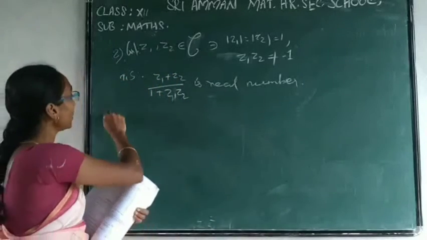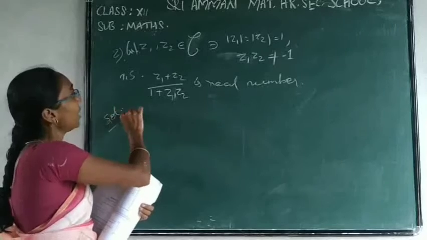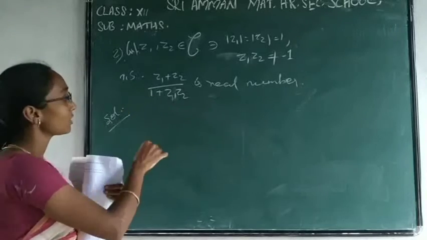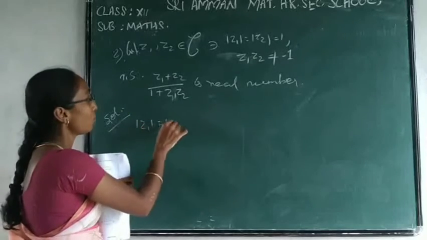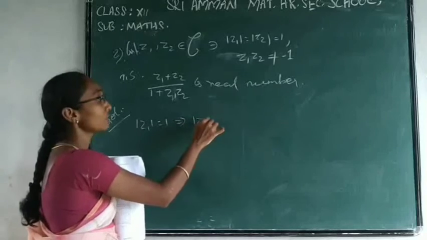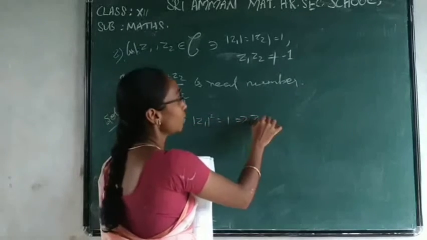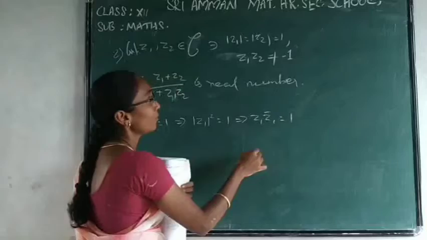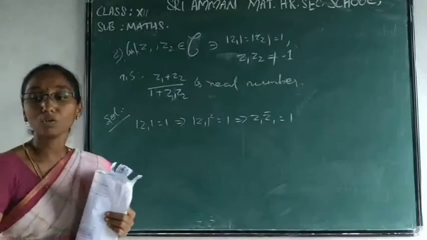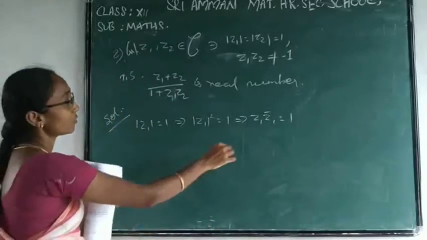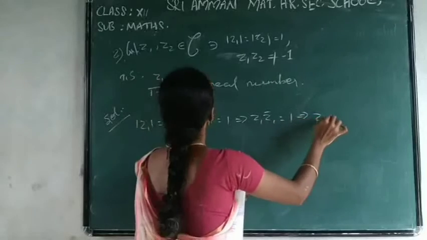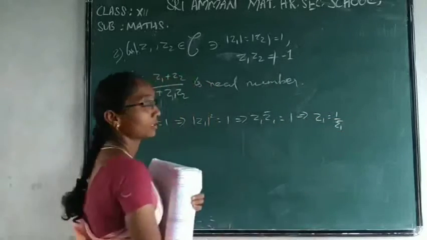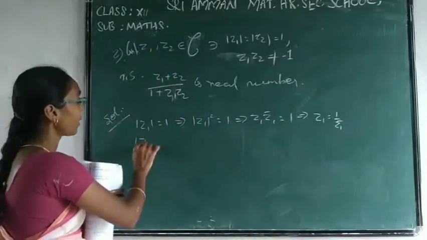In the solution, write the given and then what is to be shown. First, modulus of z1 equal to 1, so modulus of z1 squared equal to 1, z1 z1 bar equal to 1. Do you understand? And then z1 equal to 1 by z1 bar. In the same way for modulus of z2.